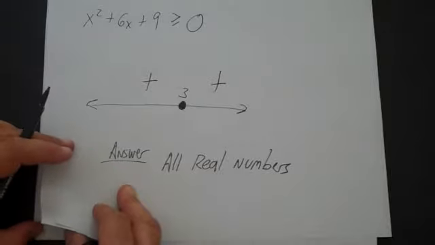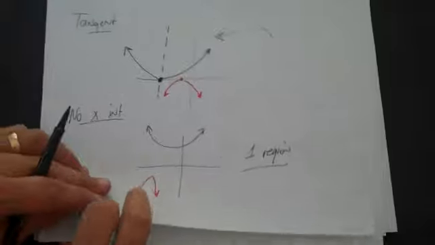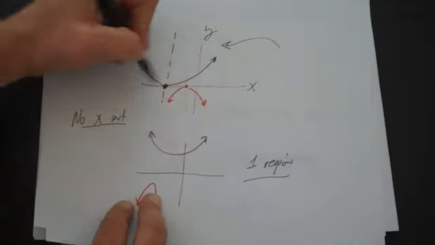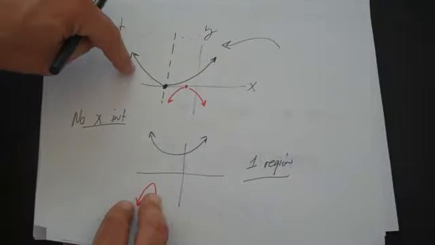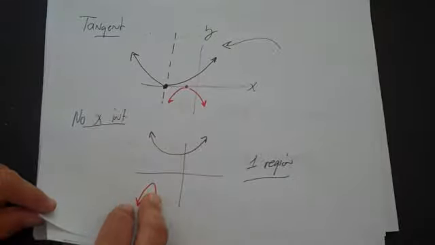So that's one example of a trig problem, and that's the case of a tangent. Graphically, it'll look something like this. You have an x-axis and a y-axis. The curve is tangent to the x-axis at the point. The other possibility is that there's no x-intercept at all.